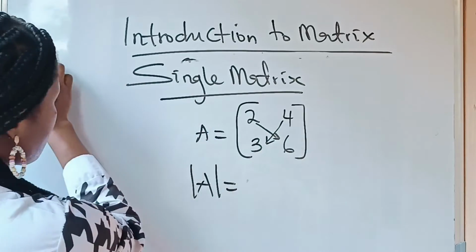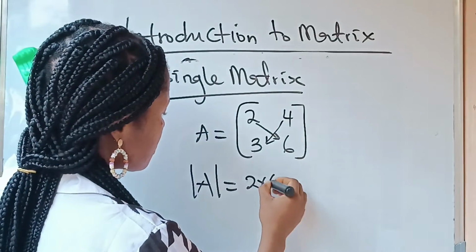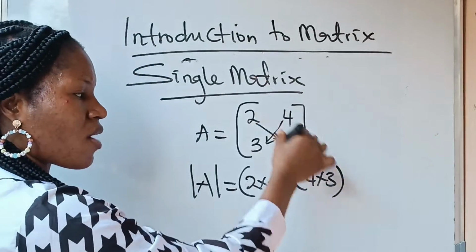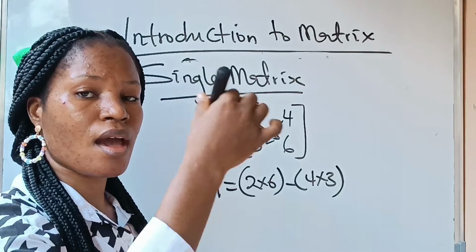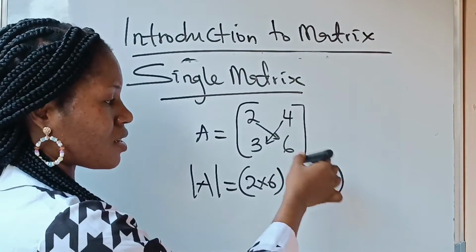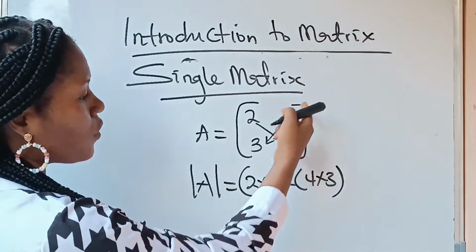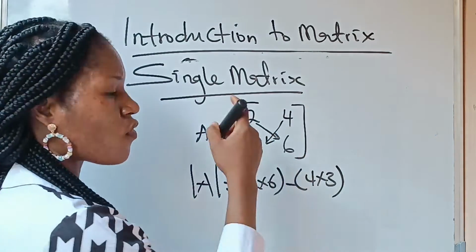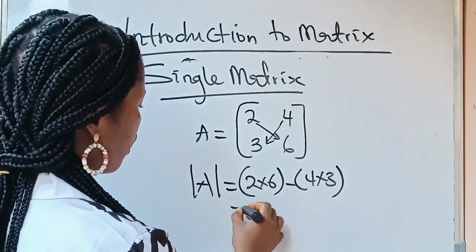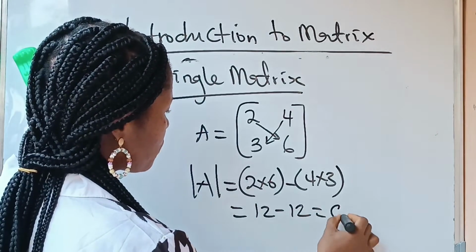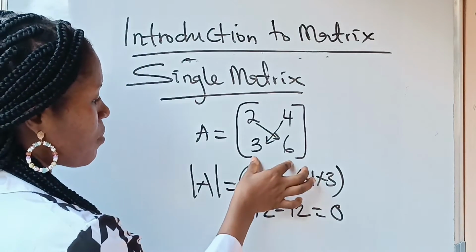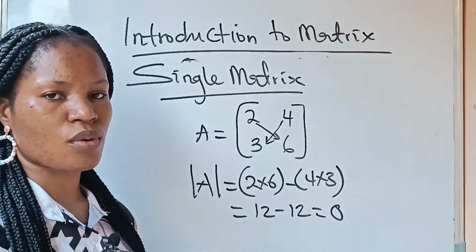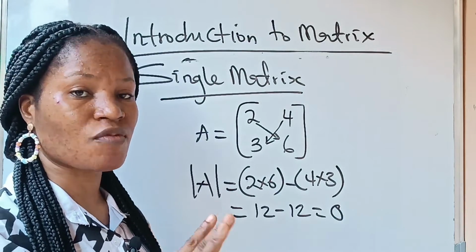Okay, let me write it out so that you will not forget. 2 times 6, minus 4 times 3. So the one that is the diagonal on the right hand side is going to subtract the one on the left diagonal. So you have 2 times 6 minus 4 times 3. Okay, so you are going to have 12 minus 12, which will give you 0. Now you see, this particular matrix is a singular matrix because its determinant is equal to 0. So to get the determinant of a matrix is very easy.